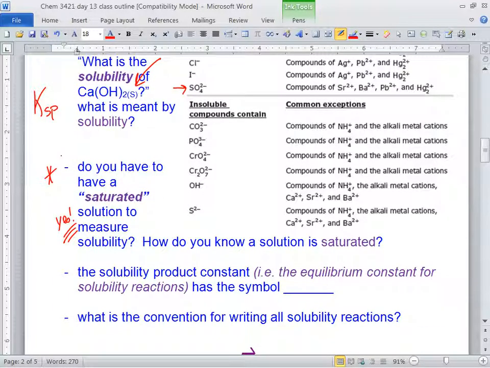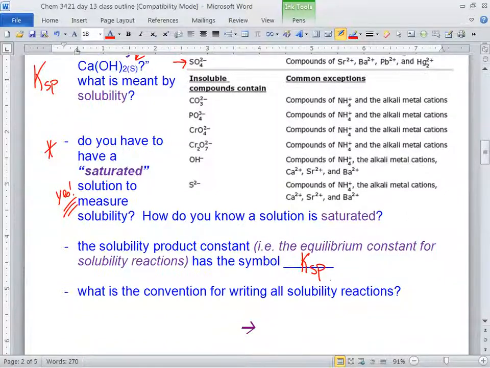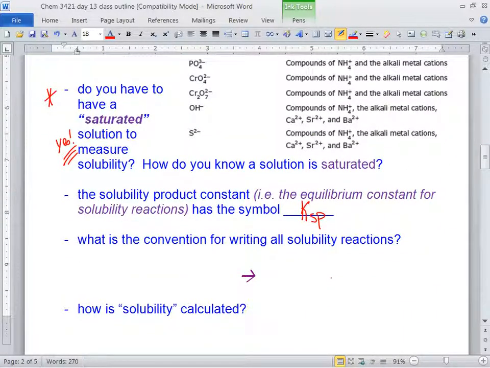The solubility product constant, i.e. the equilibrium constant for solubility reactions, Sabina, has the symbol Ksp. Okay. And the SP, Andy, probably just stands for what? Solubility product. Yeah, solubility product. That would be my guess, too. Okay, so if you have an equilibrium constant, you better, and they're all going to be tabulated. Calcium hydroxide has its own Ksp.